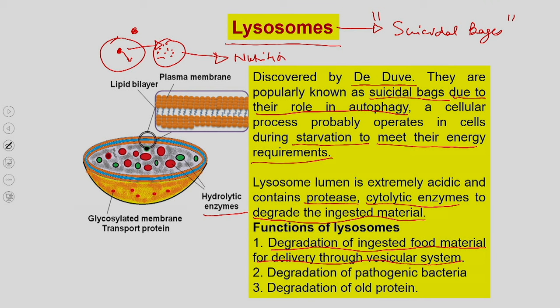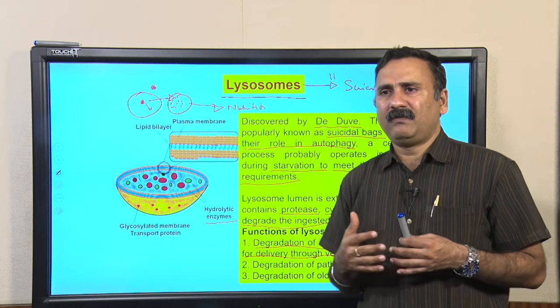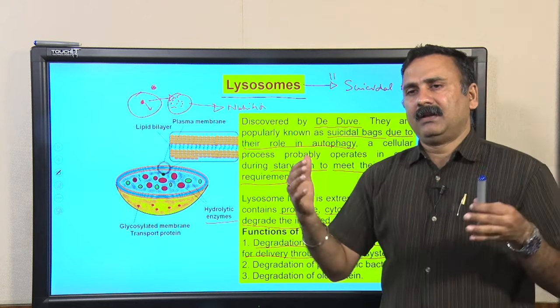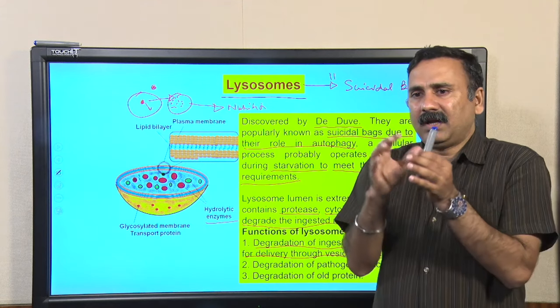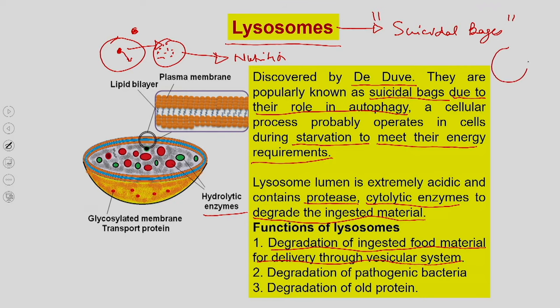On the other hand, it also degrades pathogenic bacteria. Similar to the food particles, if a cell has taken up bacteria, bacteria are also made up of biomolecules. Once the immune cells catch any bacteria and take them up, the bacteria are encapsulated in a double membrane structure. These are called phagosomes. These phagosomes then deliver the bacteria to the lysosomes, and with the help of the proteolytic enzymes as well as the cytolytic enzymes, the bacteria are digested.